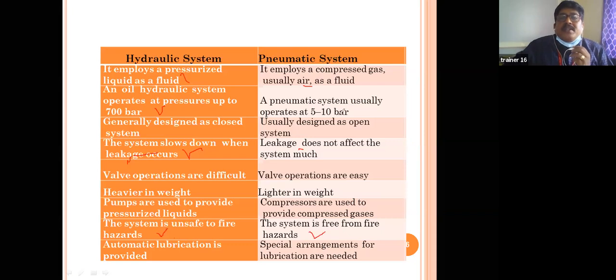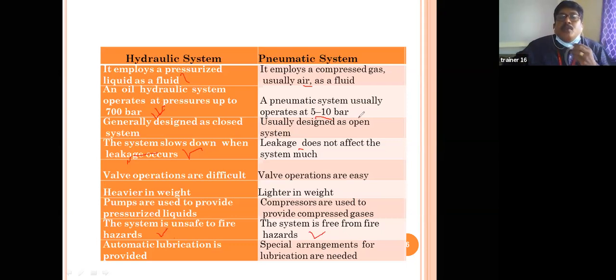Whereas in the pneumatic system, the pressure is only 5 to 10 bar. Here, if you see, it is 700 bar. In the pneumatic system, 5 to 10 bar lifts only nominal loads. But in the hydraulic system, it lifts heavy loads, which means 700 bar. That means the pressure is more. Once the pressure is more, we can send pressurized oil, then we can lift heavy weights.